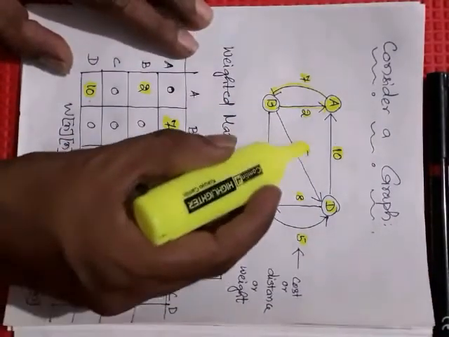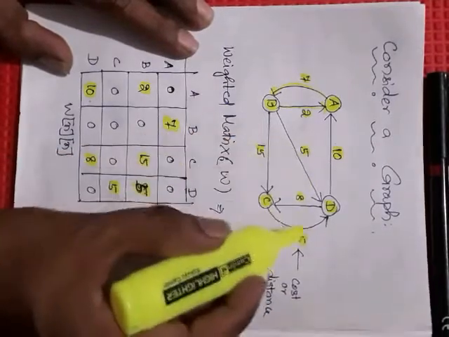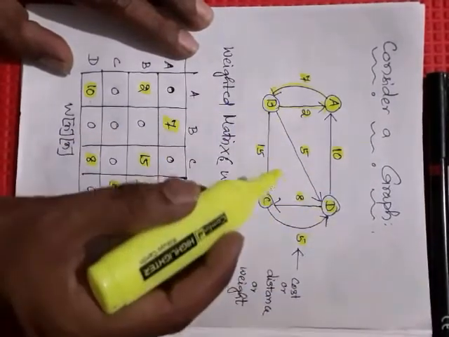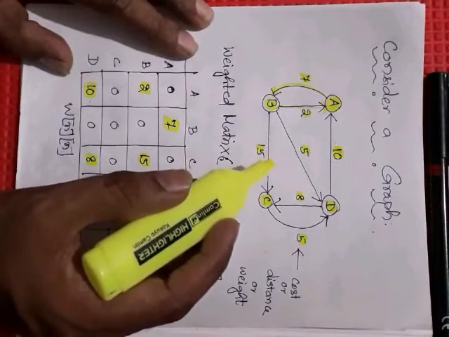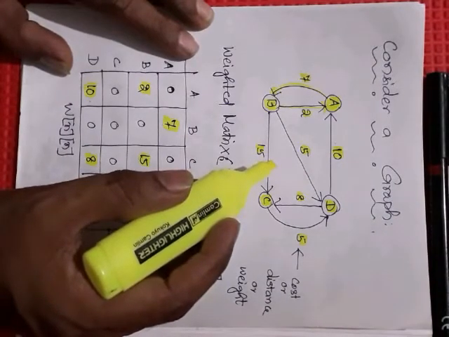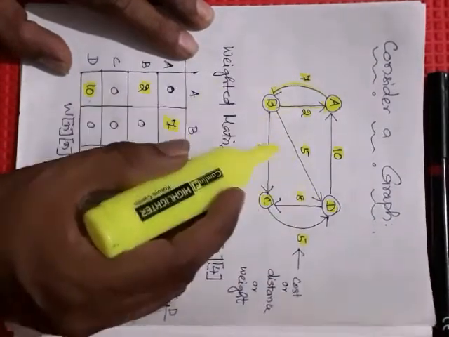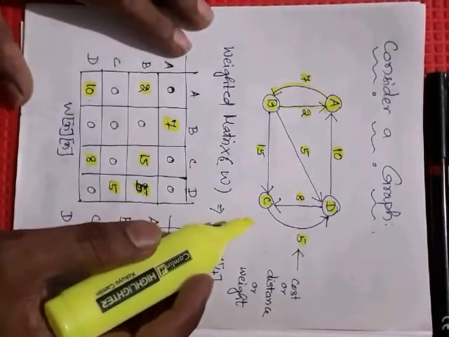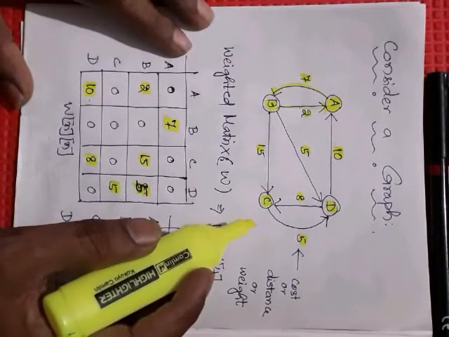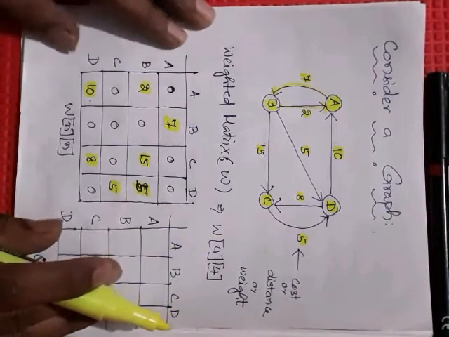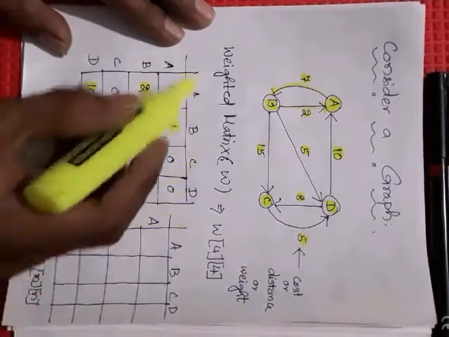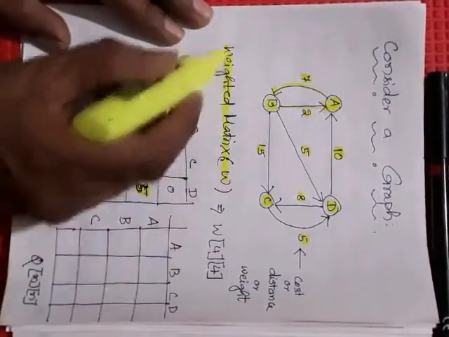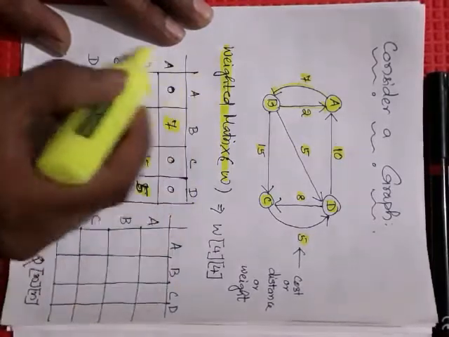So there is a possibility of repetition of values also. Why? Because the distance may sometimes be the same between different source and destination pairs. So when we want to find the shortest distance between every pair of nodes, initially we need a weighted matrix. You can see here we have the weighted matrix. This is my weighted matrix.